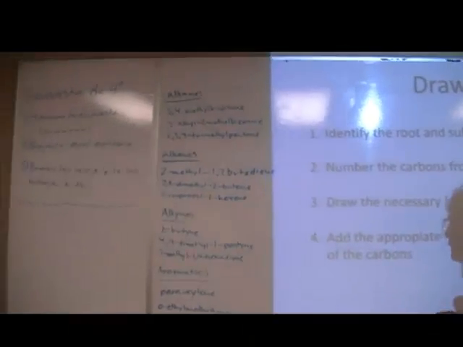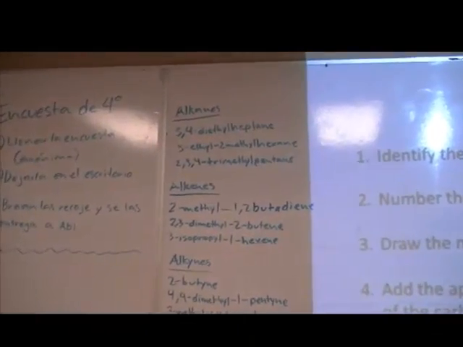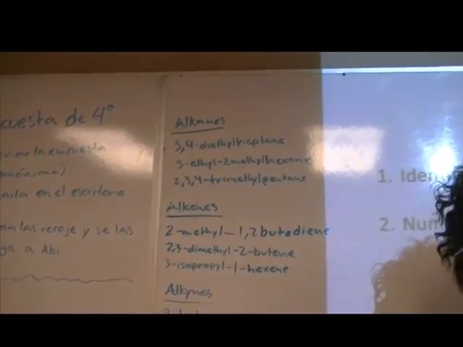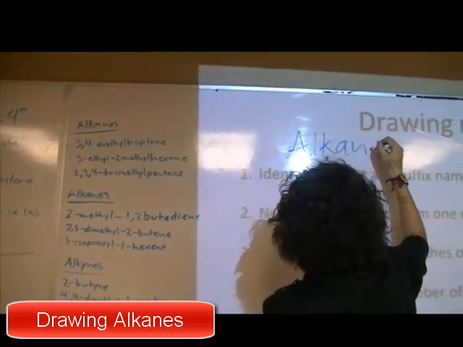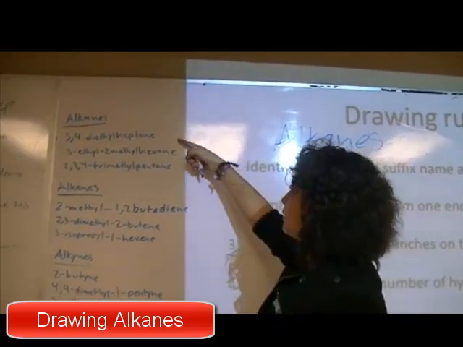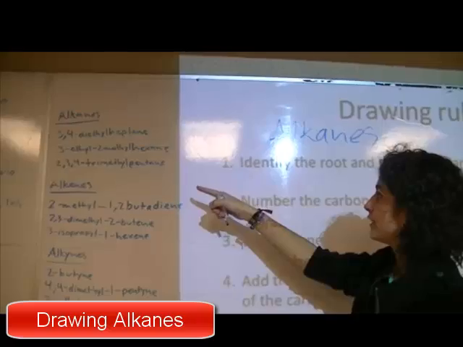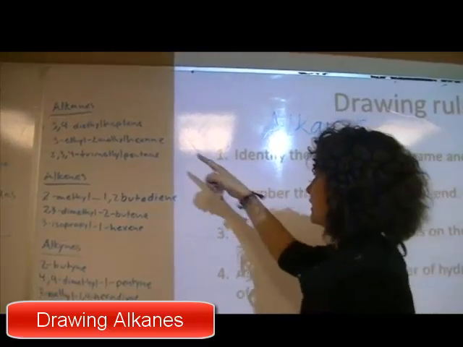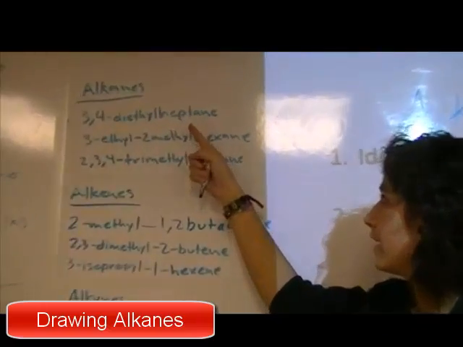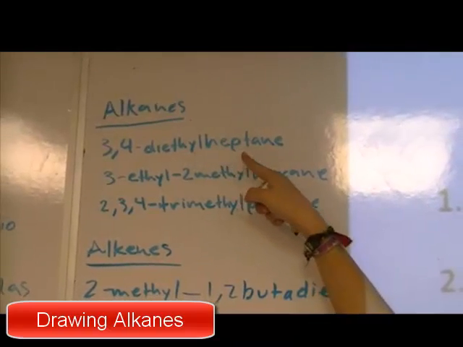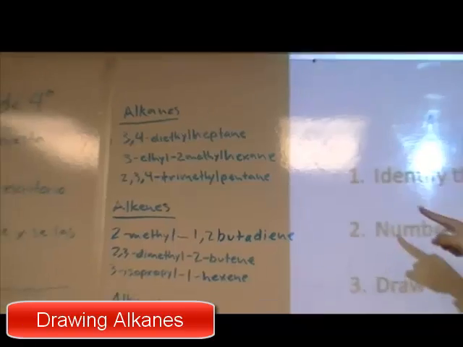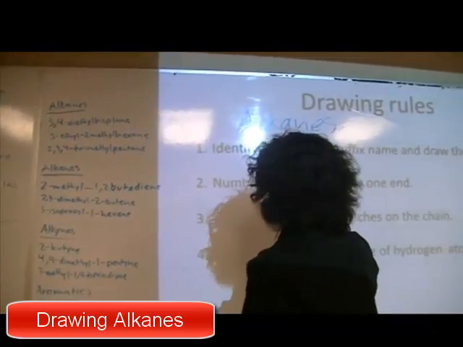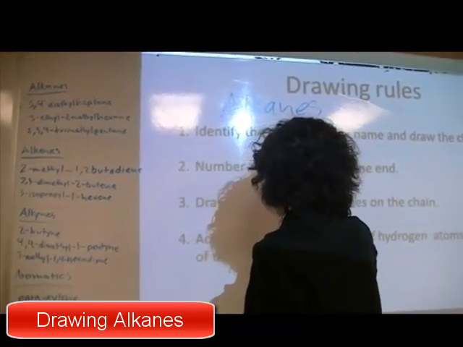We're going to start with some examples of each type of hydrocarbon. First are going to be the alkanes. So the first one is 3,4-diethyl heptane. It's a chain of 7 carbon atoms because of the root hept, and with 2 ethyls in the carbon number 3 and number 4. So it's going to be C.